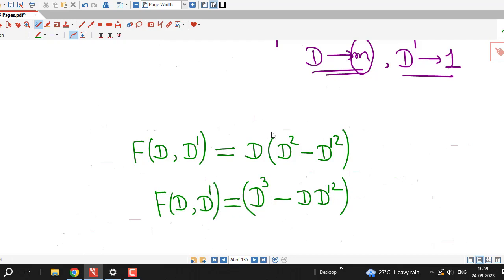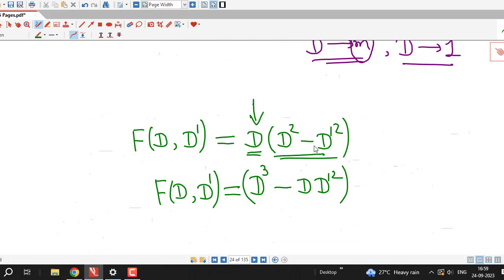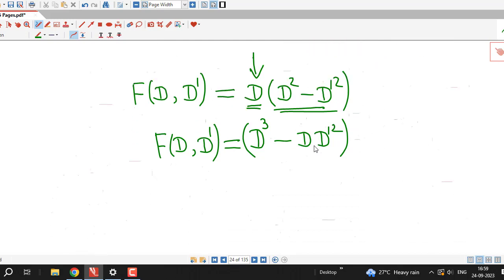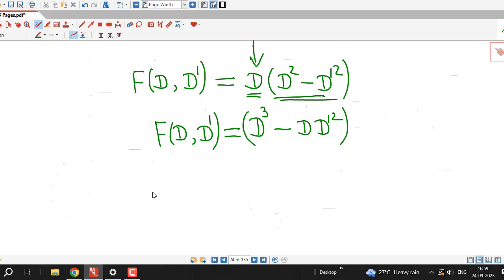Suppose our function of D and D dash is in this form. So whenever we have this type of situation, we will have some power of D in the product and we will have another factor. So whenever we have this type of situation, we have to write down the part of the general solution corresponding to this factor D separately. For that we can understand in this way.